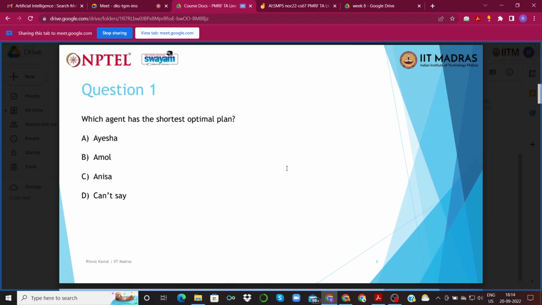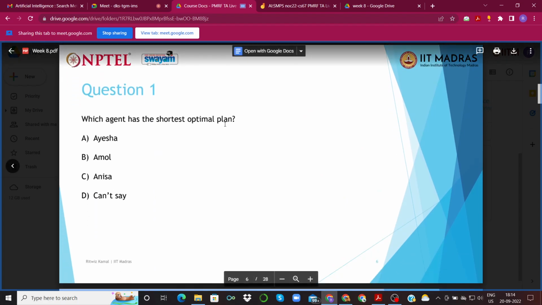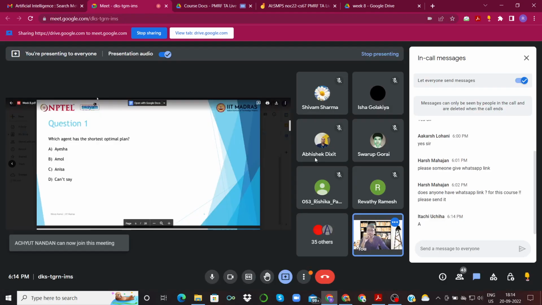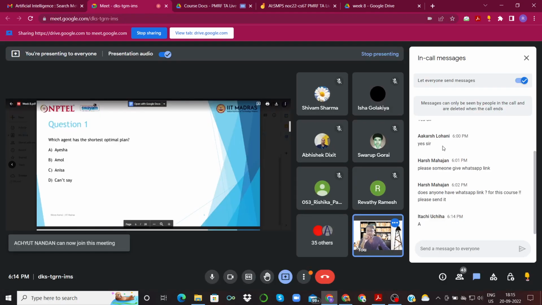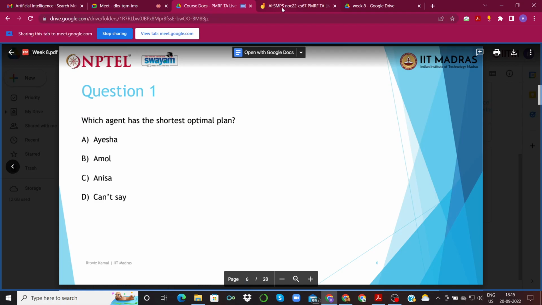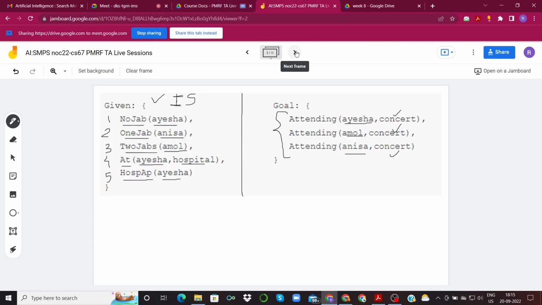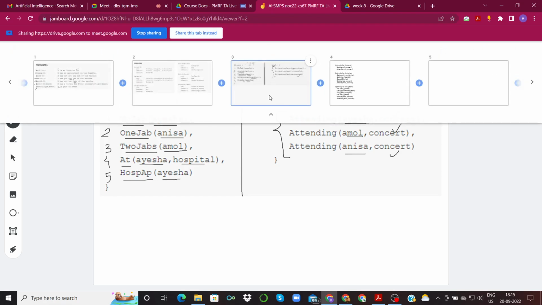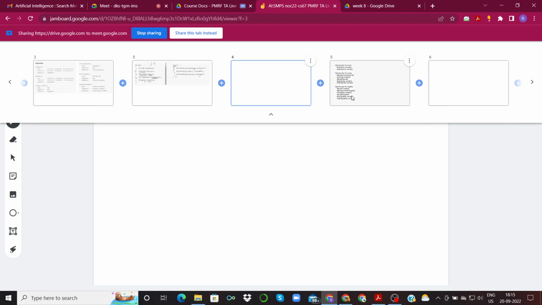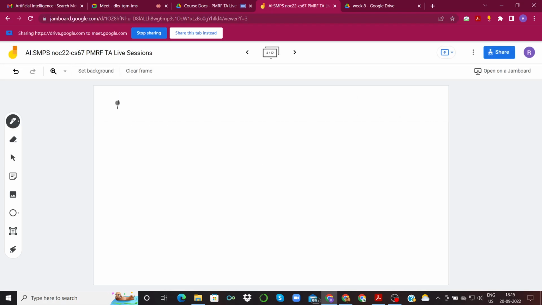So the first question in this regard is, which agent has the shortest optimal plan? Okay, so we already have an answer. Two answers, okay. Let's discuss. Yeah, Amol. Can't say. Let's try to figure out the optimal plan for each of these agents one by one.